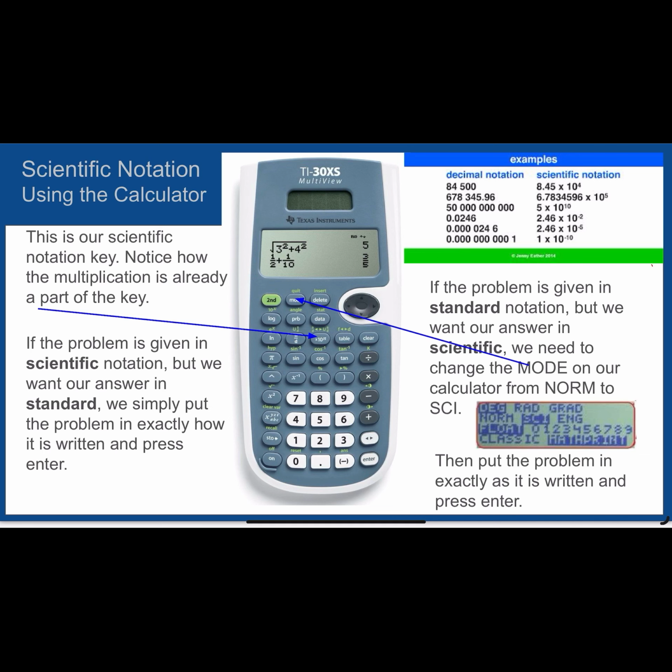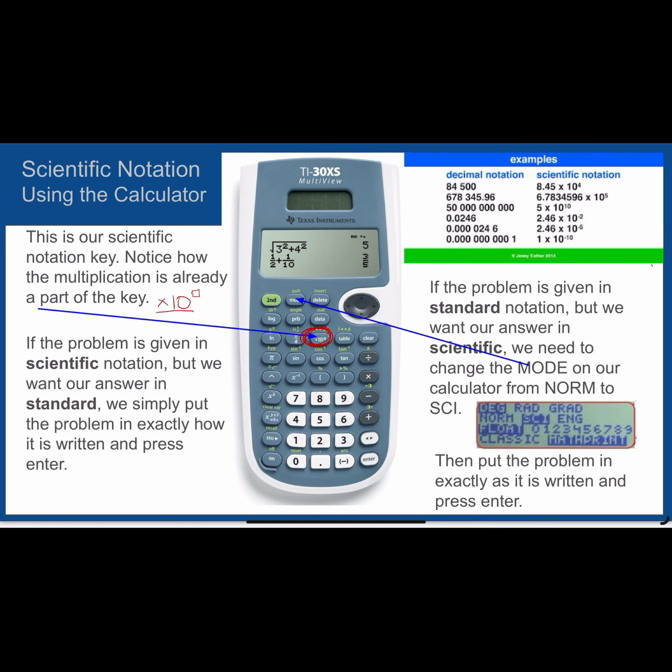So let's just talk about a few things first. When we look at our calculator, there is a specific scientific notation key, and it already has the multiplication and the 10 as part of the problem. So when you are writing a number in scientific notation in your calculator, you will not use the multiplication key, and you will not need to write the number 10. So those are already a part of using that scientific notation key.